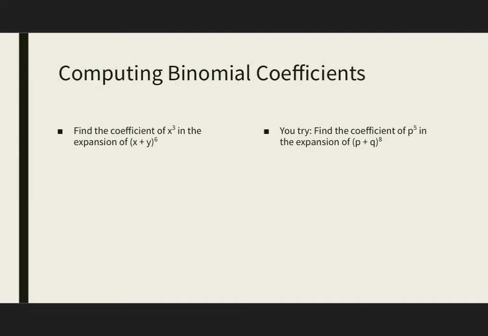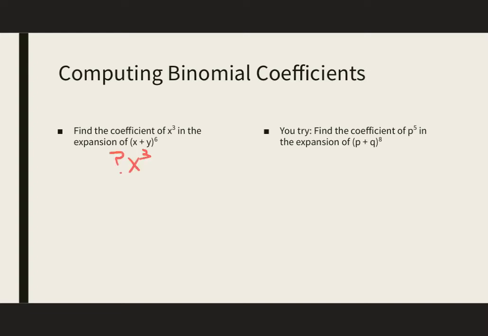Computing binomial coefficients. Isn't that what we just did? Well, in this case, what we're doing is finding a specific binomial coefficient. So here's the example. Find the coefficient of x to the 3rd power in the expansion of (x + y) to the 6th. That means if you expand that out, what's the coefficient of x to the 3rd specifically?